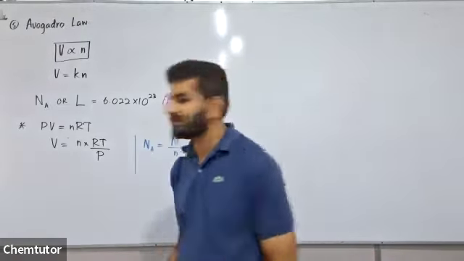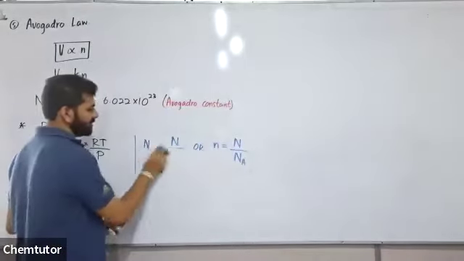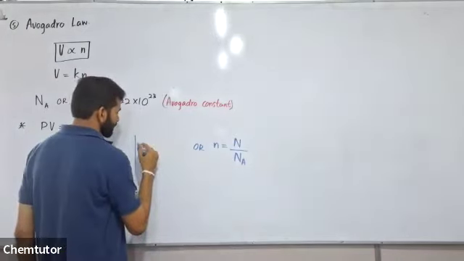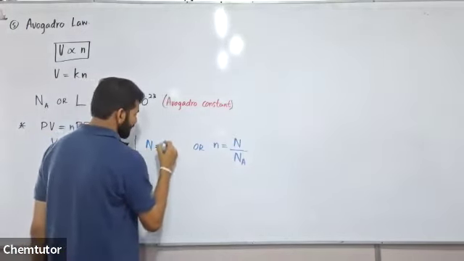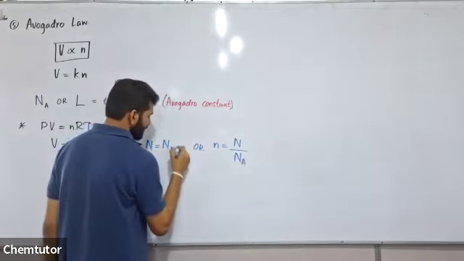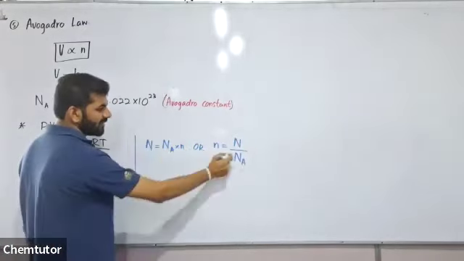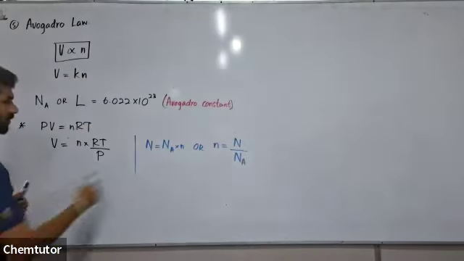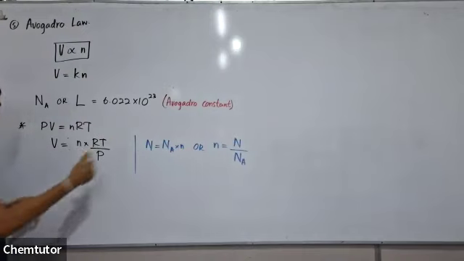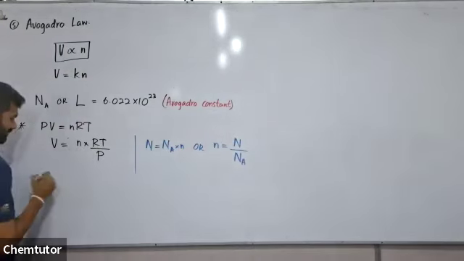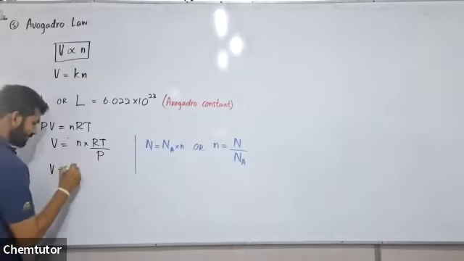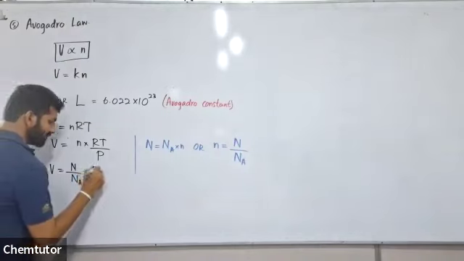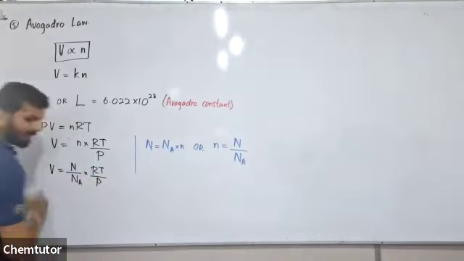Did you understand? That means in one mole we have Avogadro number. So to find out the total number of molecules, N equals Na times n. So we can rearrange this one and make the number of moles the subject, that is n equals N divided by Na. So we can replace the number of moles by N over Na. So V equals number of molecules divided by Avogadro constant times RT over P.